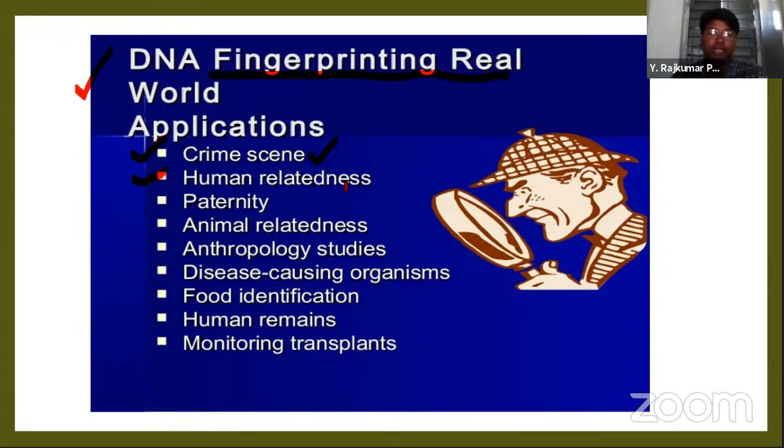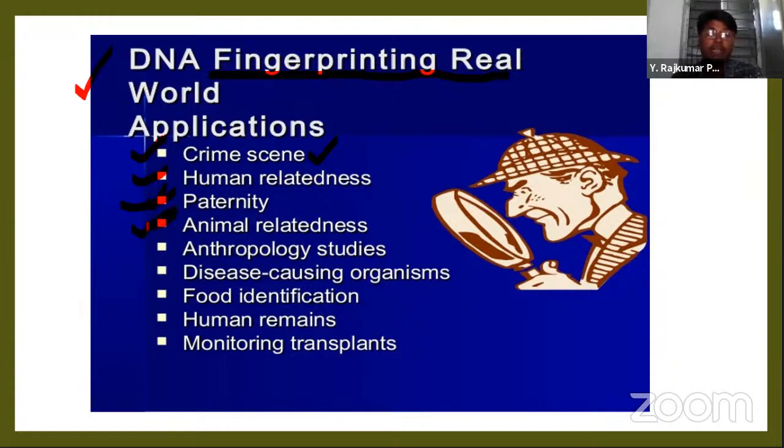Human relatedness, we can know whether the person is from which continent. We can also know about the human remains and the fossil remains. We can also know which region the person belongs to, where he is related to, and how closely he is related to other animals. And paternity, of course, can also be decided by DNA fingerprinting.